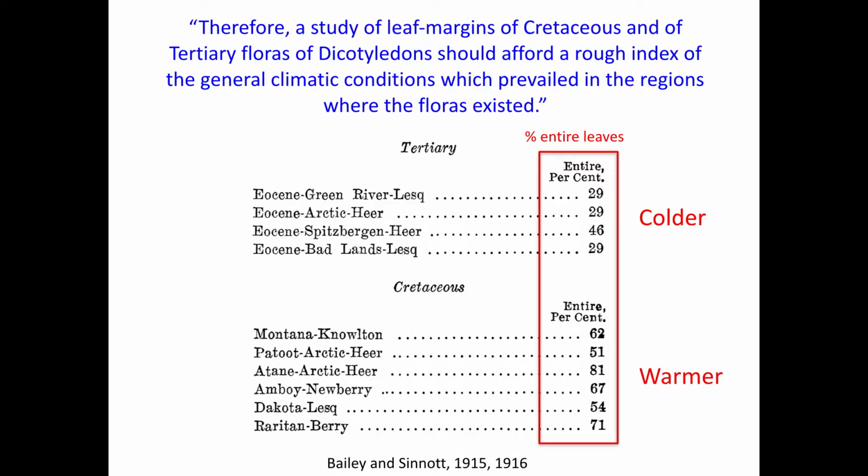So if I pick up a fossil flora and I have a bunch of impressions of leaves, I don't even have to know what they are. I just have to get the percentage with entire margins. And in this case, 29%, I can tell you that that was a pretty cold environment. This other one here, if I have 81% with entire margins, that was a tropical forest. So I can tell you within a couple of degrees what the temperature was in the past just by looking at the leaf assemblage.